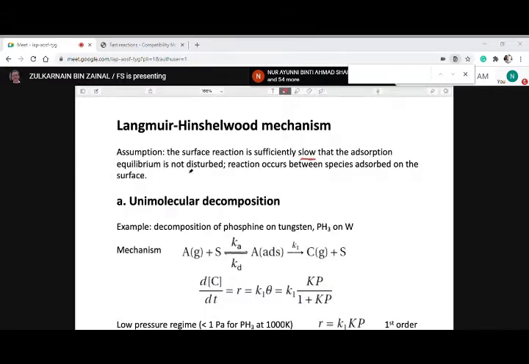Reaction occurs between species adsorbed on the surface, meaning that the surface reaction has got to be rather slow compared to the adsorption. So the process occurs where the adsorption occurs on the surface, and the reaction occurs through surface diffusion and reaction.